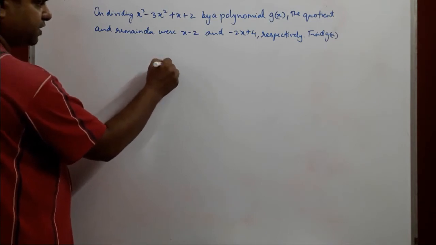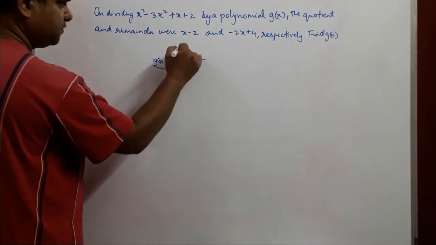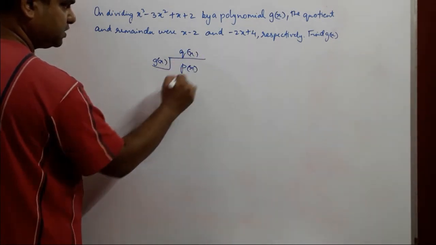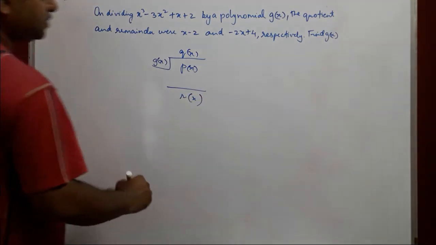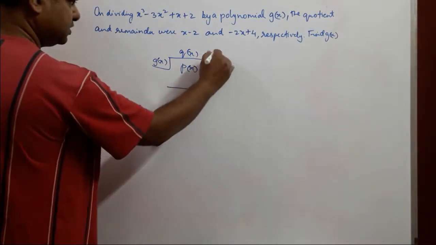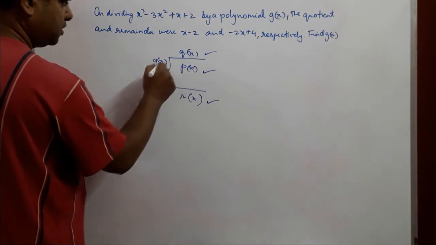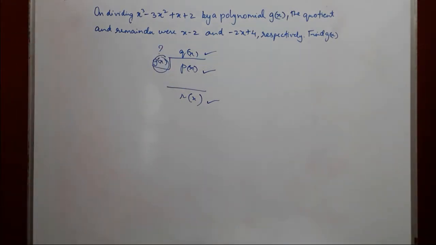So we have g of x which divides p of x, we get the quotient q of x and the remainder, if any, r of x. Now in this case we are given this, this and this, and we are asked to find g of x. So this goes back to the division algorithm. So what does the division algorithm state?